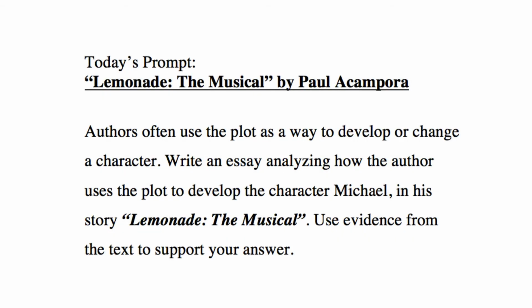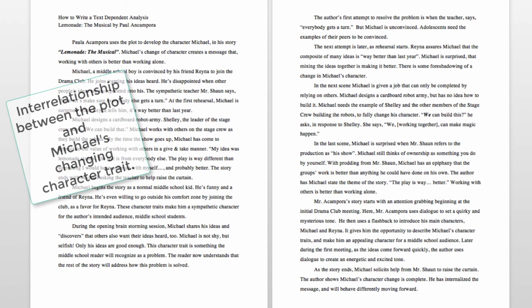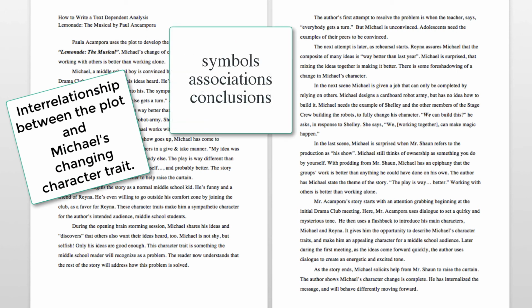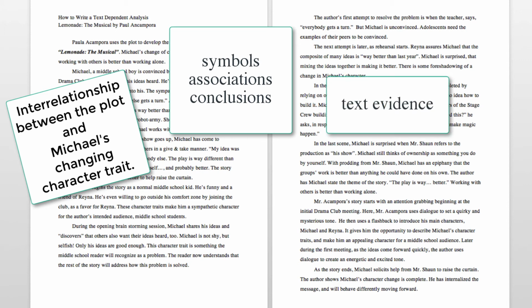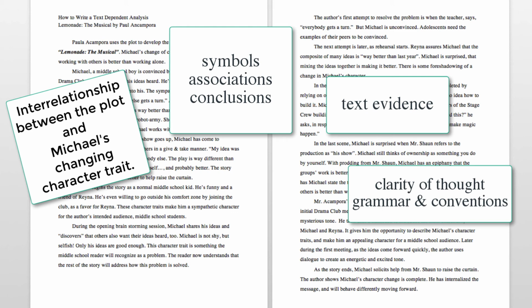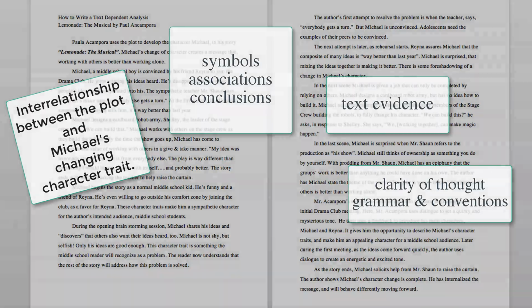The student finishes by rereading the prompt and their essay. Do the ideas in the essay address the two elements in the prompt? Is there a discussion of symbols, associations, interrelationships, or conclusions? Is text evidence provided? Finally, is the essay structure clear? Are the spellings and conventions correct? Good job!